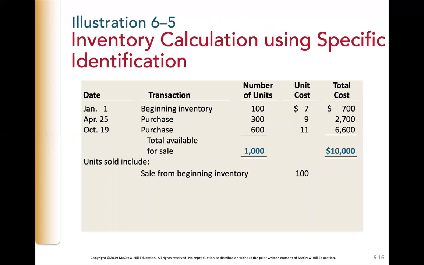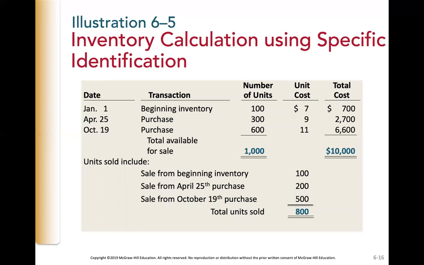Now, to use specific identification, we have to be told exactly which units are sold from which date. So for this example, we're going to say that the units sold include 100 units from beginning inventory, 200 units from the April 25th purchase, and 500 units from the October 19th purchase, for a total number of units sold of 800. If we sell 100 from beginning inventory, and we only had 100 to begin with, we had nothing left from that beginning inventory.